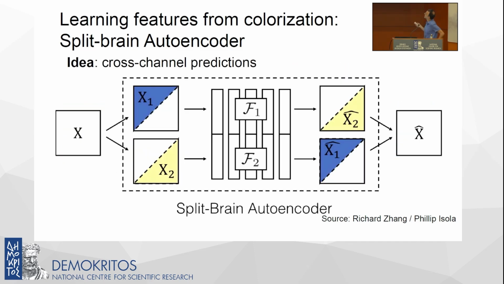Okay? And basically you can do this not just for images, you can do it for any type of data X where you have multiple channels. Or you can basically divide your channels into, let's say, X1 and X2. F1 should predict X2 from X1, and F2 is the opposite. Okay? And again, you have a network that basically exploits all of your data, all of your channels.